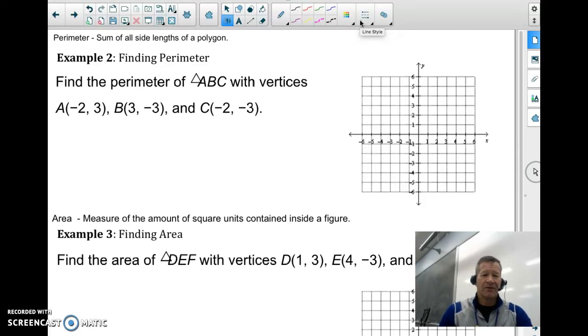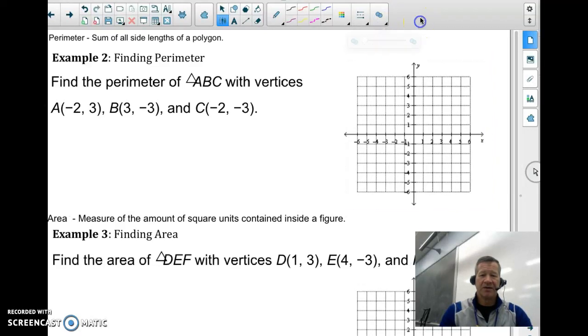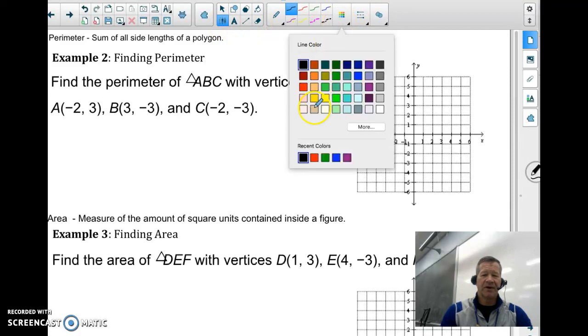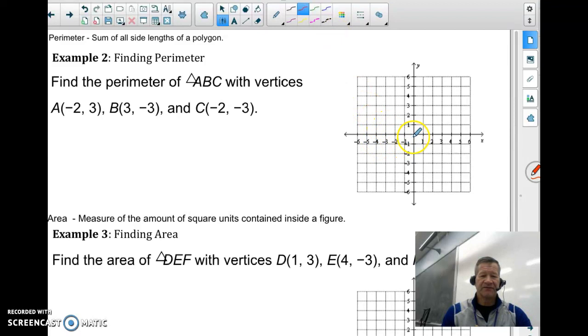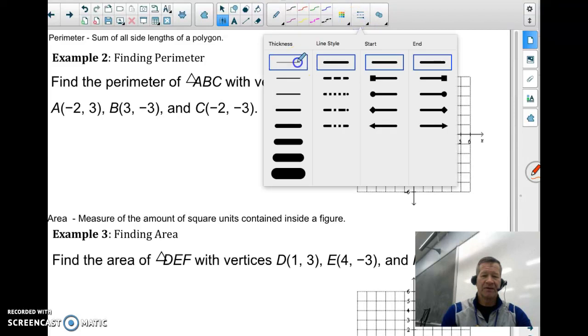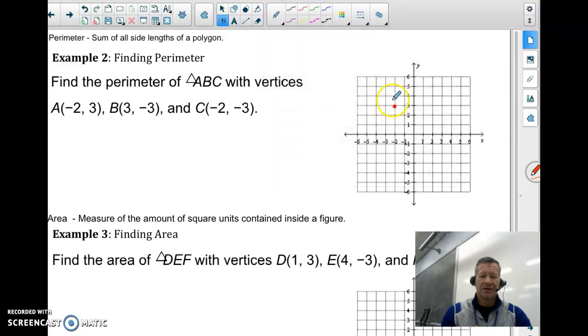Now, what would be helpful is if we at first make sure that we can graph them to get a little view of what this looks like. So if I graph (-2, 3), that would be 2 left and 3 up. And I'll call that point A.